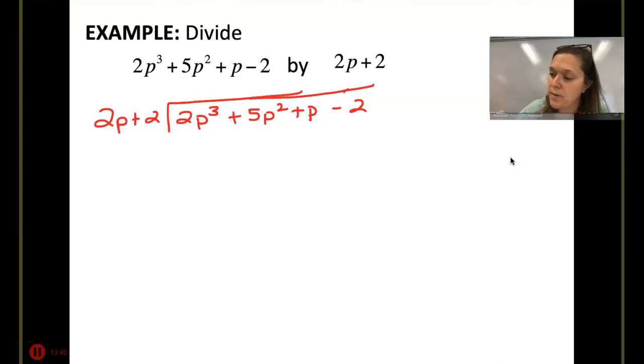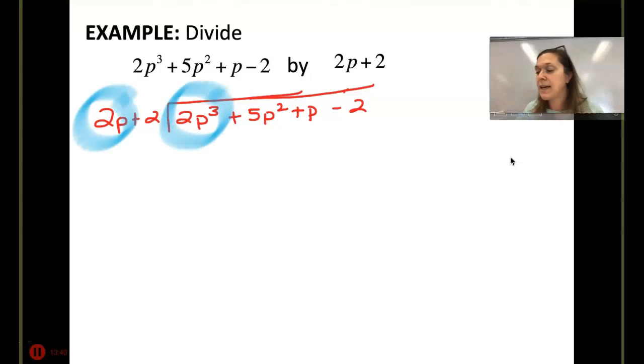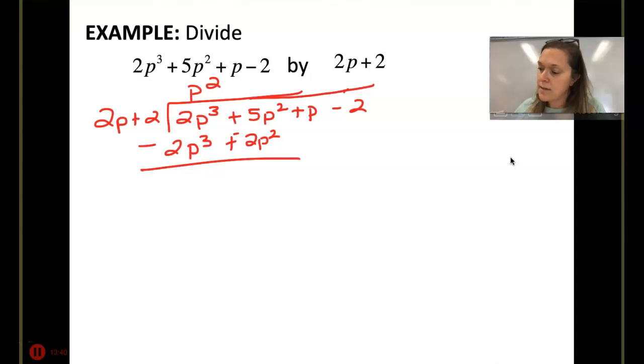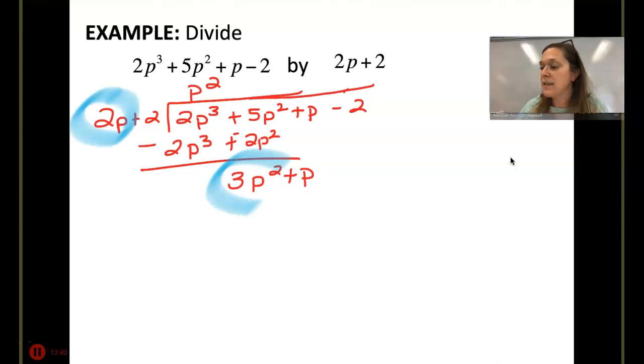Okay, so what do I need to multiply 2p by to get to 2p to the 3rd? I need p squared. So now I have 2p to the 3rd plus 2p squared. Subtract, which gets us 3p squared. Bring down your next p. What do I now need to multiply 2p by to get to 3p squared? Well, I know I need a p, right?